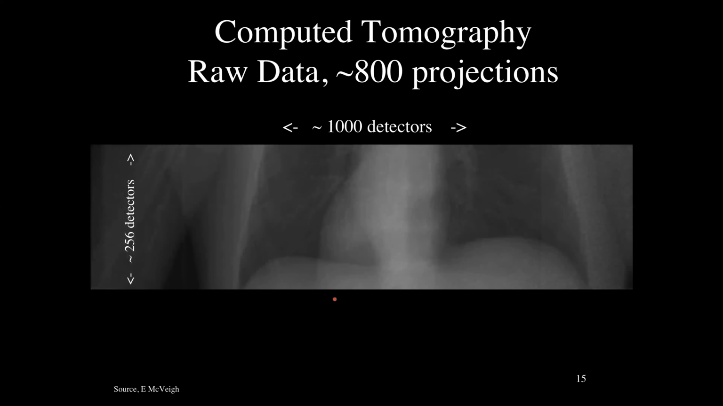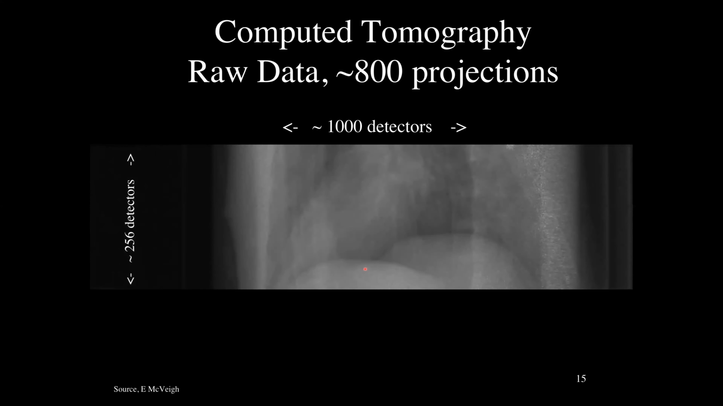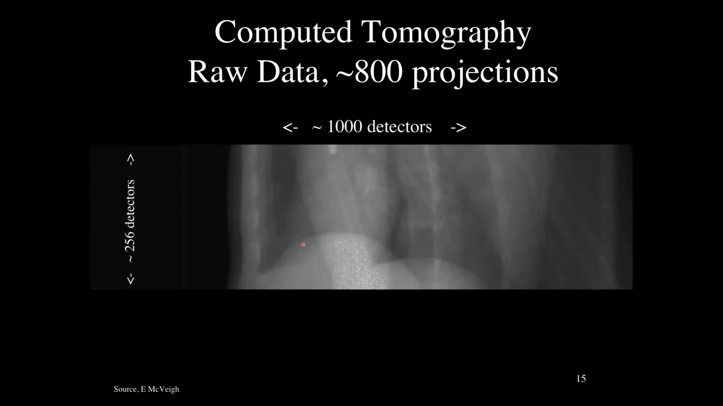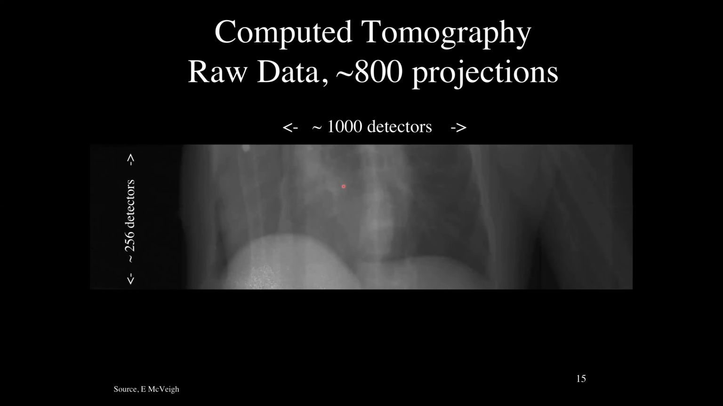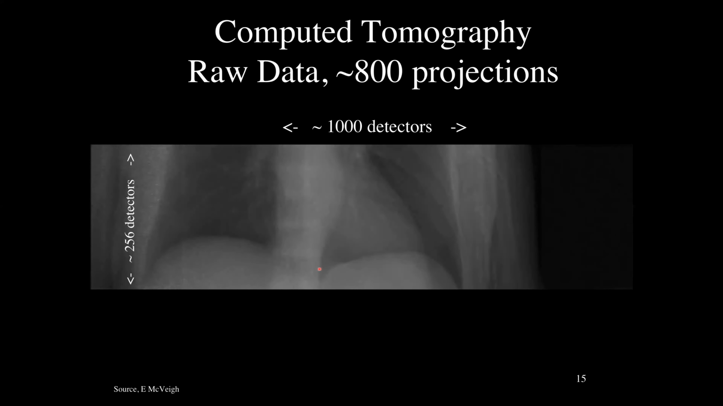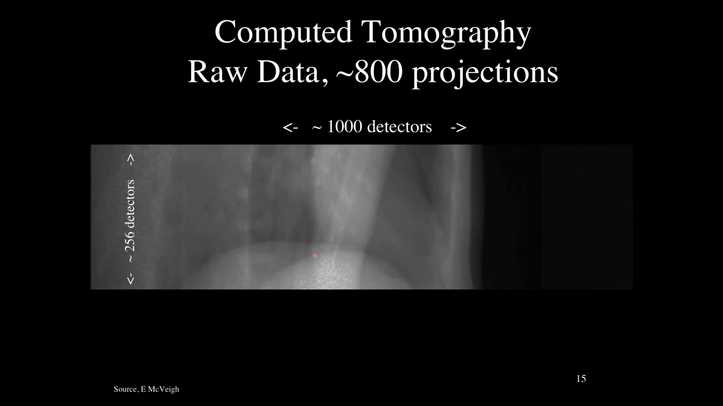And you can see the profile of the heart here. This is the diaphragm of the patient, the liver's here. The heart is sitting right on top of that. You can see some vascular features from the heart. This is the spine, which absorbs a lot of X-rays, so it gets in the way of what you want to see. It's a bit of a pain.